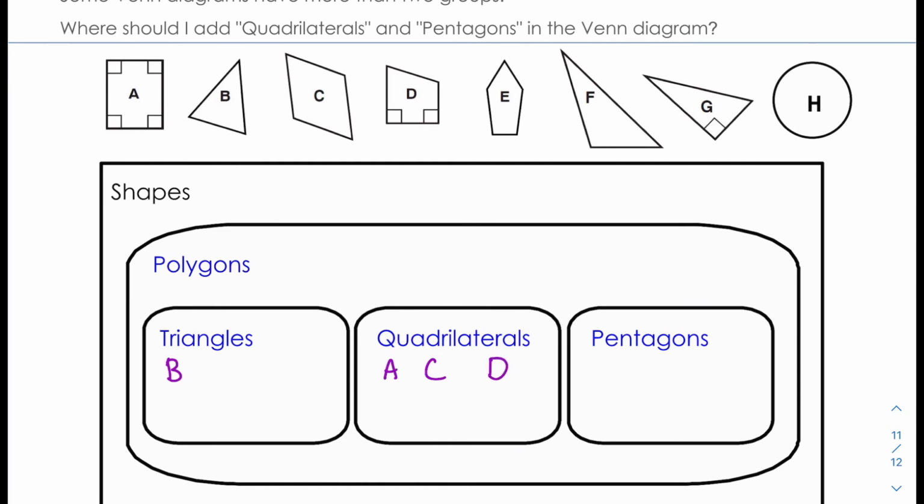E is what we would call a pentagon. Penta means five. It's a five-sided shape. F is a triangle. G is a triangle. And H is not a polygon and obviously not a triangle, quadrilateral, or pentagon, so H will go out here.